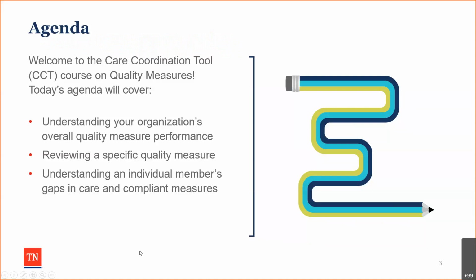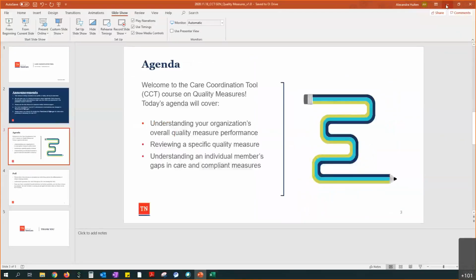Okay, so for today's agenda, like I said, we're going to be focusing on quality measures. And this is really looking at understanding your specific organization's overall quality measure performance, reviewing a specific quality measure, and understanding an individual member's gaps in care and whether they're compliant or not. So with that, I am going to jump over to the tool.